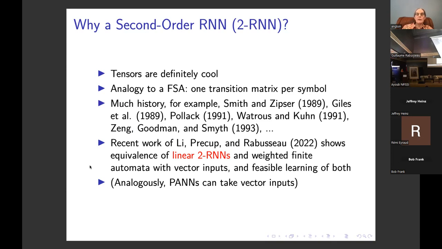There's a lot of history actually of second order RNNs being studied, mostly early in this process. And there's a very nice result, a paper of Lee, Precup, and Rabusseau, which shows the equivalence of linear second order RNNs and weighted finite automata with vector inputs, and gives a feasible learning algorithm, not a simple stochastic gradient descent or anything like that, but a nice algorithm for learning both of them. And just as an aside, the same idea of equipping weighted finite automata with vector inputs gives us the idea that we can have PANs take vector inputs, though I haven't explored any of that. So I hope you will accept the idea of second order RNNs, at least for the duration of this talk.